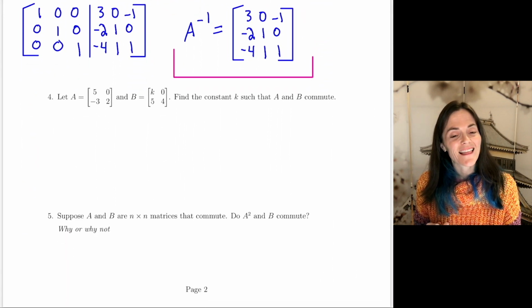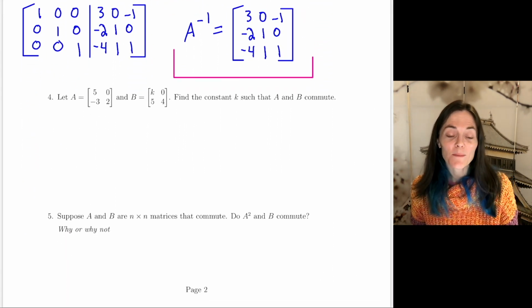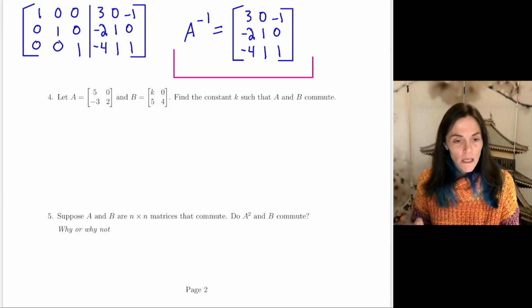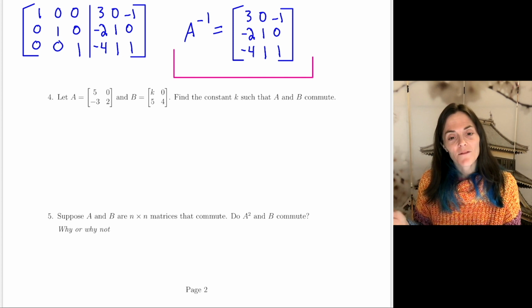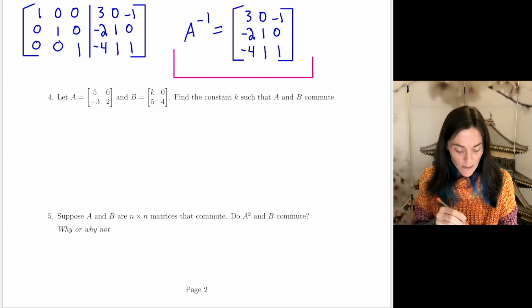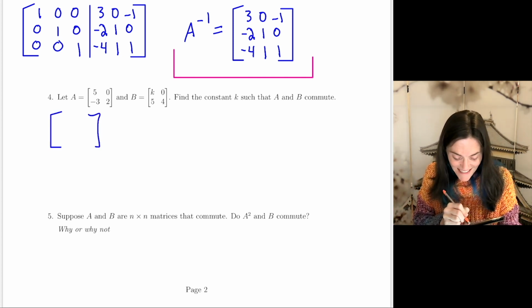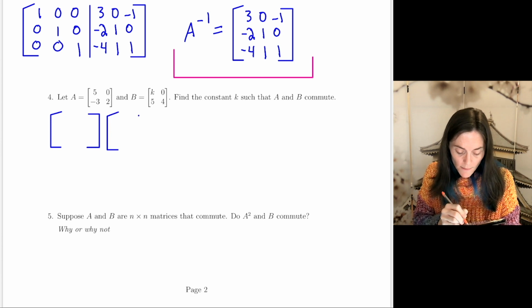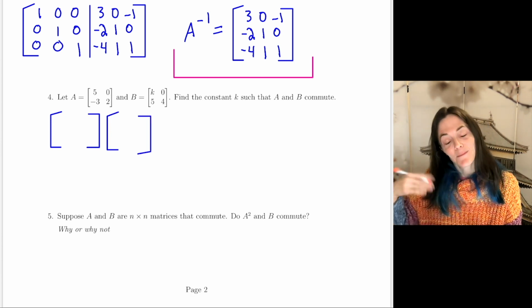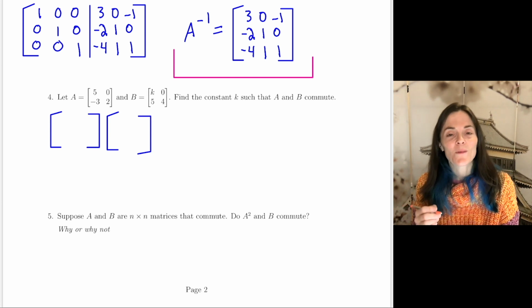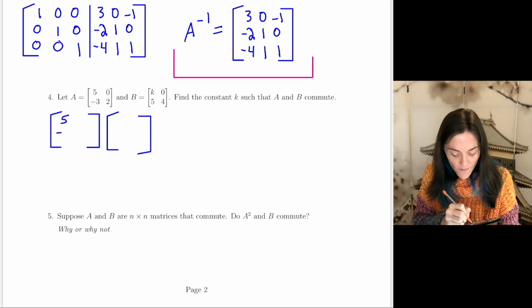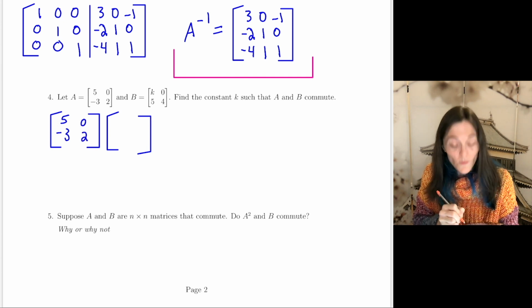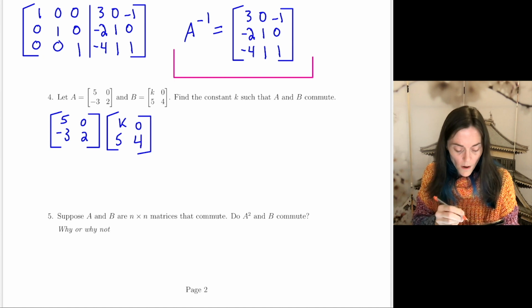Now we have 2 more. They're a little shorter than the ones we've been doing so far, and they're both about commuting matrices. The first one, we're given these 2 by 2 matrices, A and B. Find the constant K such that A and B commute. So what we need to do in this problem is multiply AB and BA and then set them equal. We should be able to find the constant K. So A is the matrix 5, -3, 0, 2. B is the matrix K, 5, 0, 4.